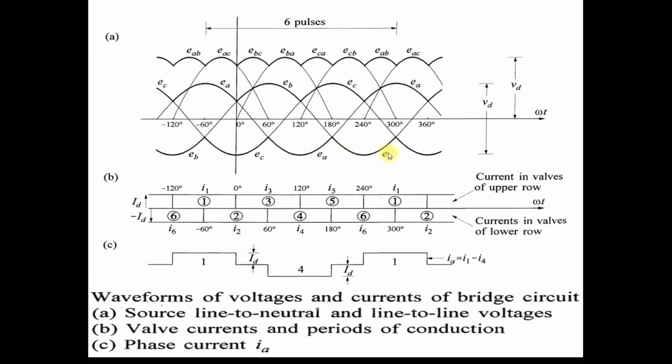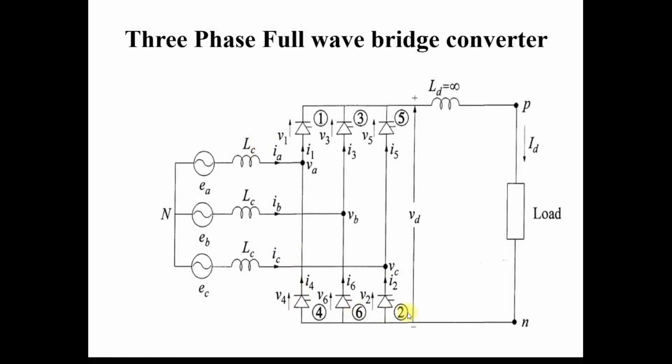Same about the negative group. So when any phase becomes most negative, at that time lower group valve is conducting. Lower group valves are valve numbers 4, 6 and 2. Clear? So you can see that A phase is connected with valve number 4. So when A phase becomes most negative, at that time valve 4 starts conducting. Same way when phase B becomes most negative, valve number 6 is conducting. Same way when C phase becomes most negative, at that time valve number 2 starts conducting.